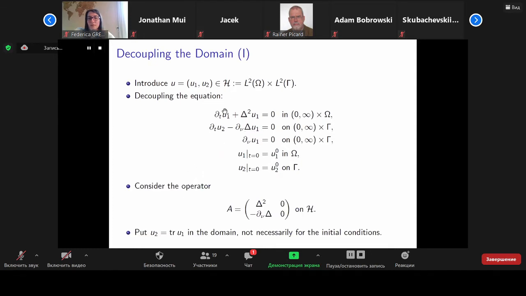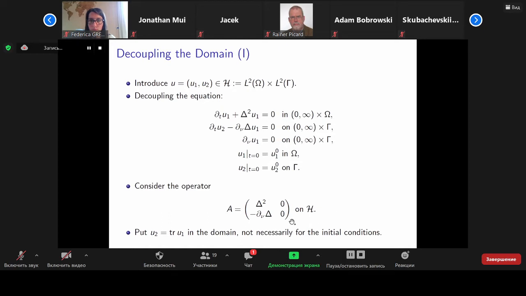And now one can already read off the operator that is connected to our system. This is just the Bi-Laplacian in the first component, and then the operator minus d nu delta here. And now one has to put some kind of coupling condition into the domain of the operator, just to ensure that in the end we solve the system that we originally want to consider. But what is very interesting, we do not have to put these coupling conditions into the initial conditions, which allows us to solve more general systems.